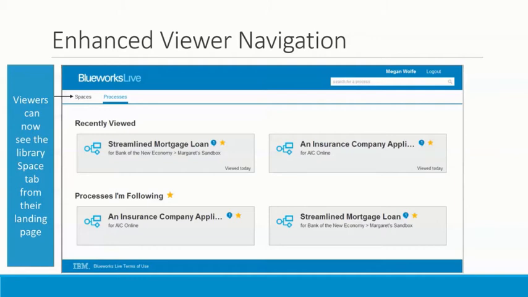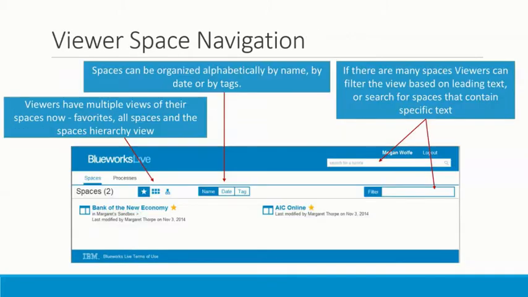Here you see the new viewer homepage. You can see a tab for processes as well as a tab for spaces. Now when the viewer goes to the Spaces tab of the library, they see all of the spaces that they have access to.